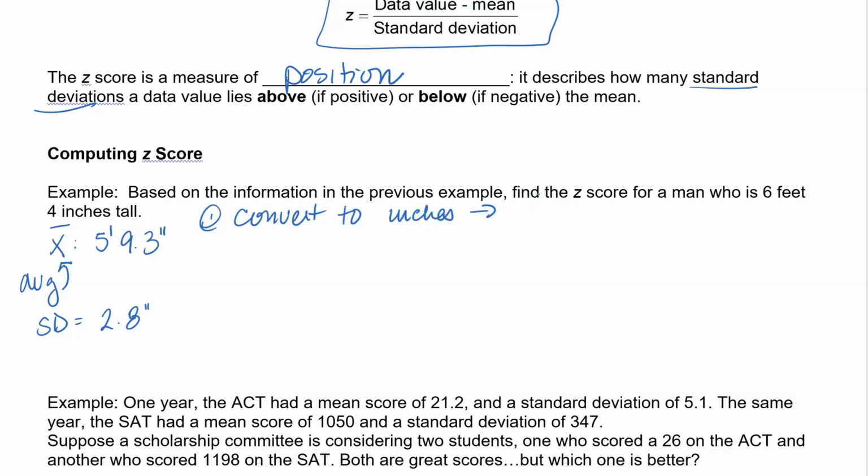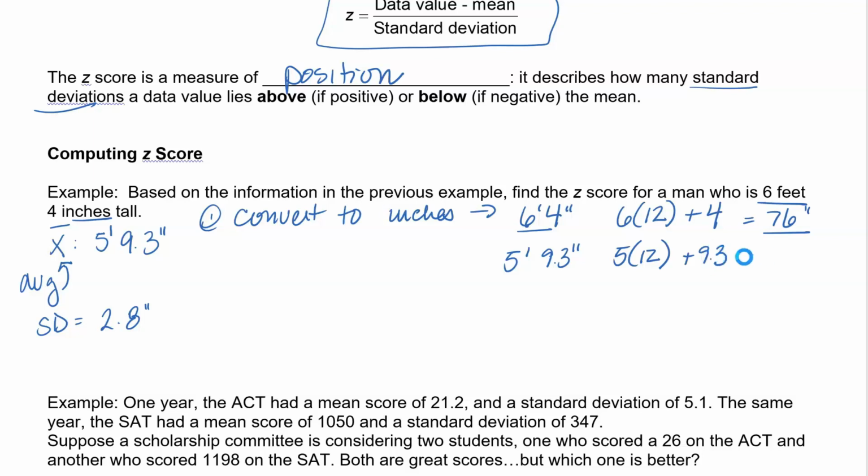6'4", that's the number that I was being asked about. There are 12 inches in a foot, so 6 times 12 plus an additional 4 inches gives me 76 inches. So somebody who's 6'4" is 76 inches tall. And then I'm going to convert the average male height, so 5 feet 9.3 inches: 5 times 12 plus 9.3 inches is 69.3 inches. So that's the average male height, and this is the data value from our example.